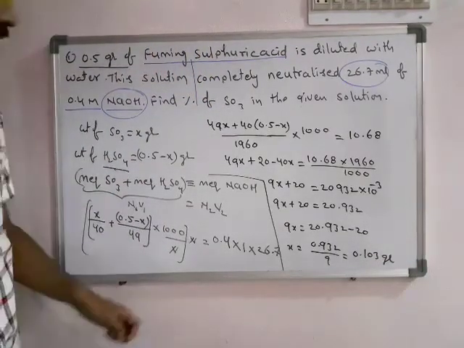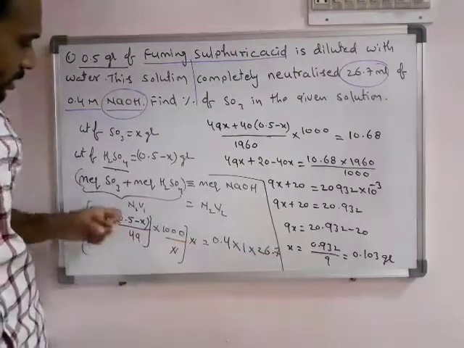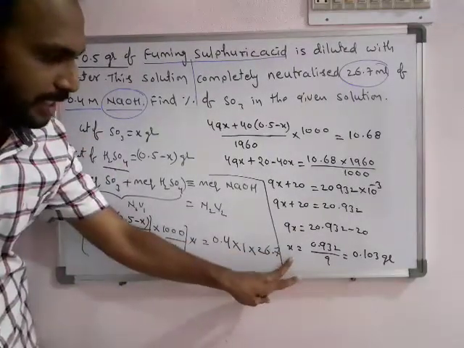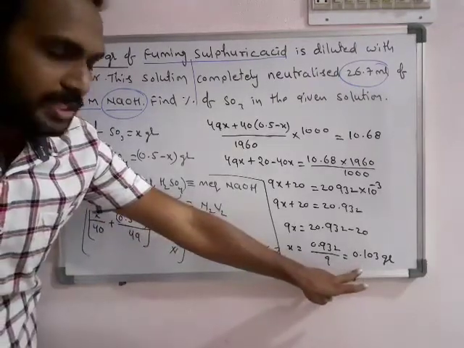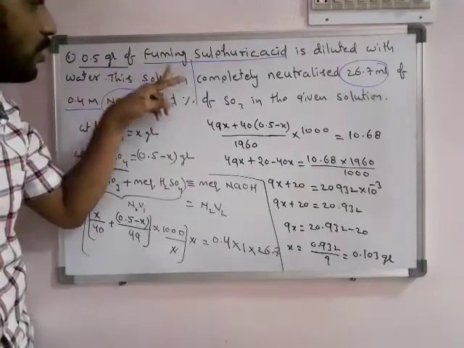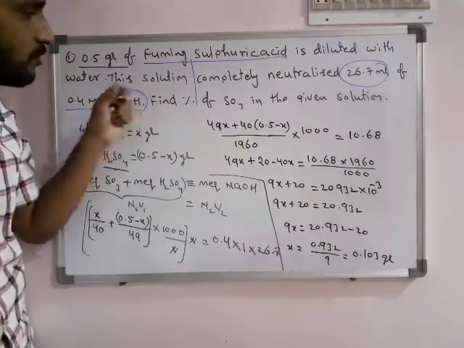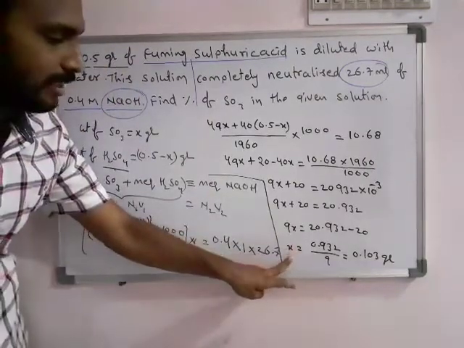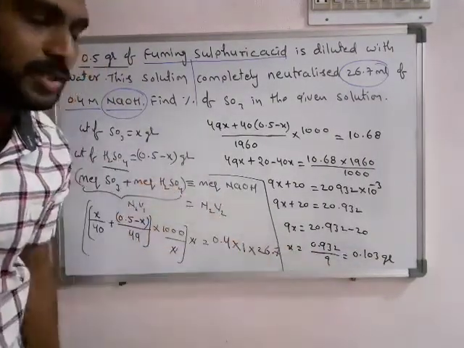So this x is taken as the weight of SO3. So now you got the weight of SO3 is 0.103 grams. And what is the mixture? 0.5 gram mixture of oleum, SO3 plus H2SO4. In this 0.5 gram mixture, x is the SO3, 0.103 grams.